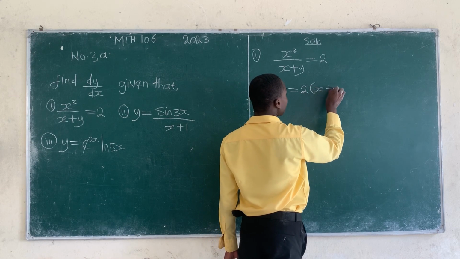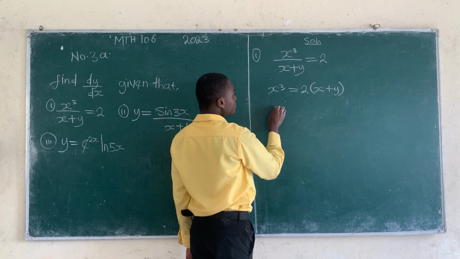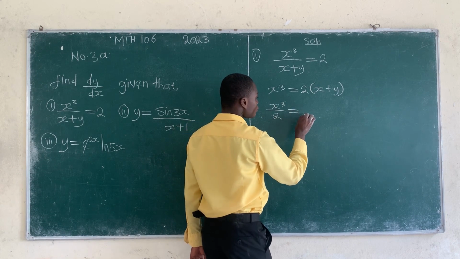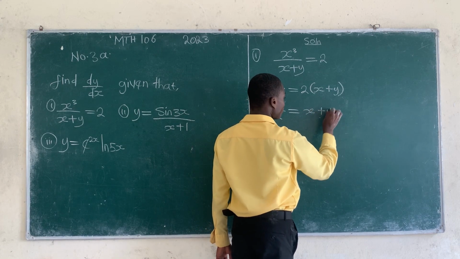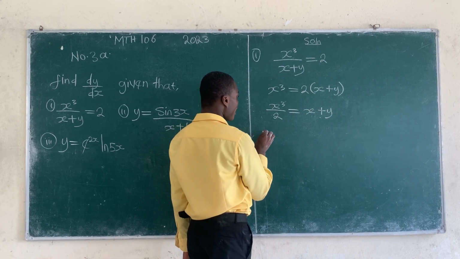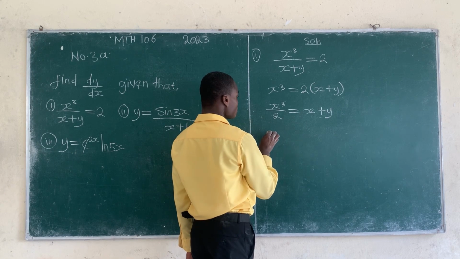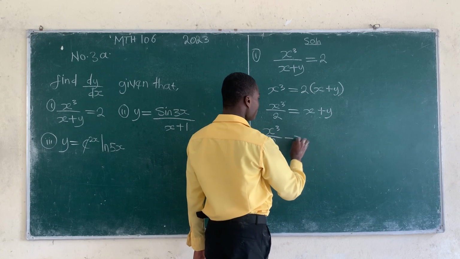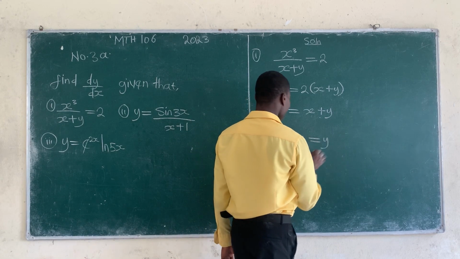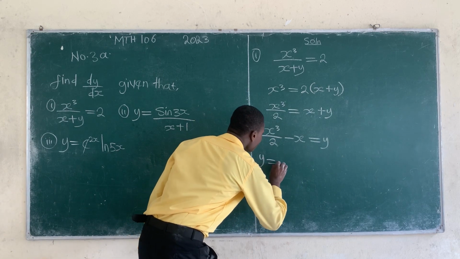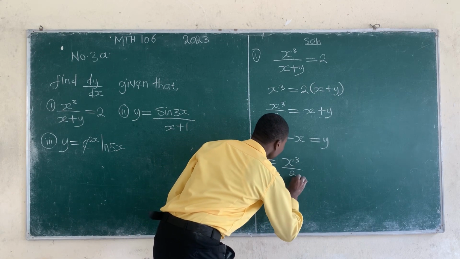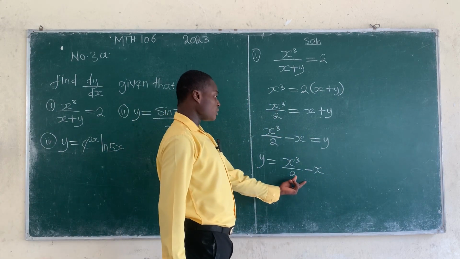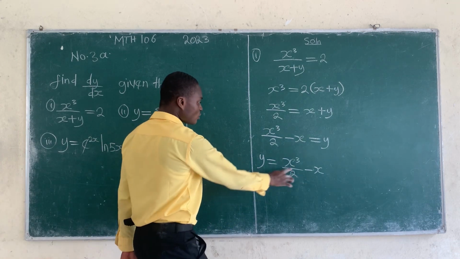into x plus y. Then the next thing we have is x cubed over 2 is equal to x plus y. So send x over to this side. We have x cubed over 2 minus x equal to y, which implies that y is equal to x cubed over 2 minus x. Then we can now go ahead and differentiate y with respect to x.